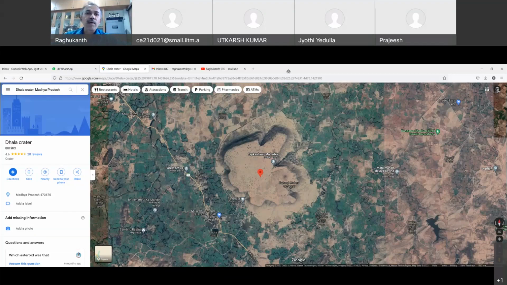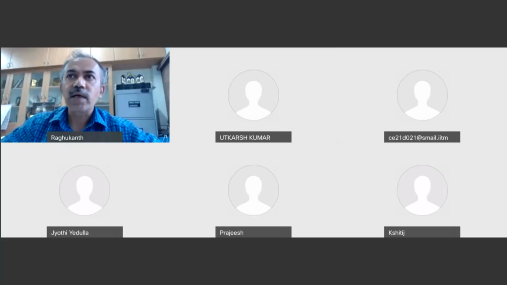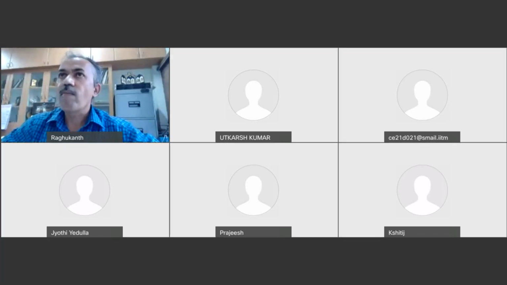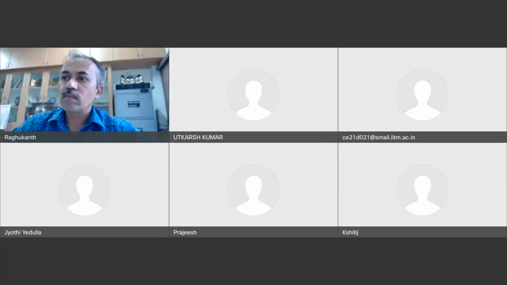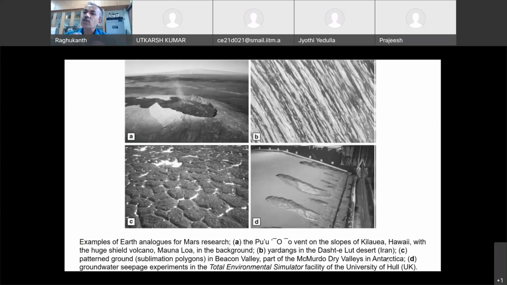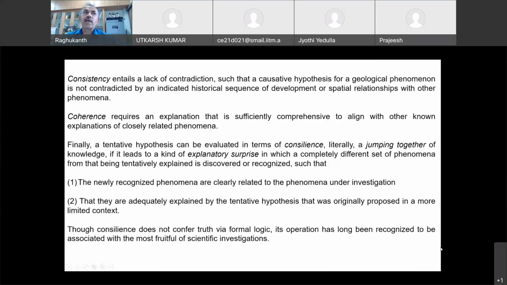So now let us go back to our slides. You are able to see this line, right? Okay, so this is what we do, terrestrial analogs we say. They are very important things in our planetary exploration. So here also, when you propose a hypothesis, there is a methodology. You should have consistency. Whenever you have geological phenomena, you should not have any contradictions.